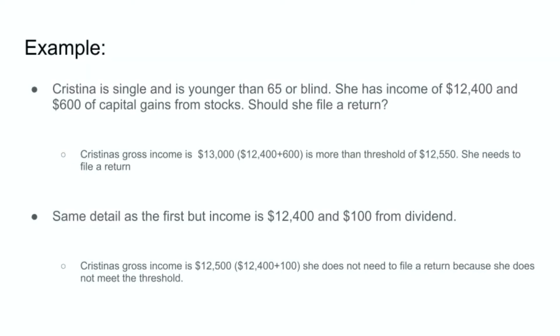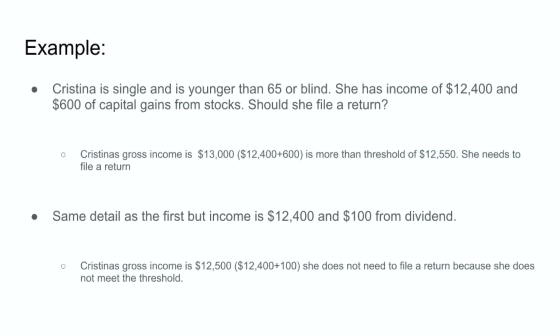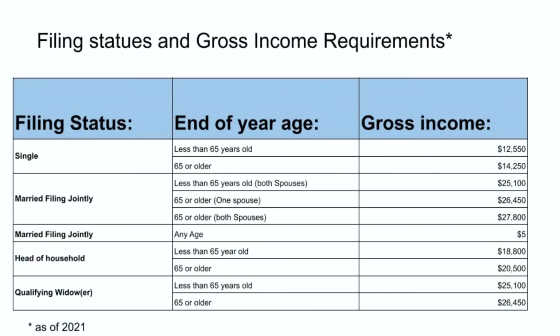The second example, it seems like we're using the same details. We're using the same amount for her earned income. She probably has a job, but this time she only gets dividends totaling $100, and that's unearned income as per the definition that we have clarified from the first slide. So we have earned income of $12,400 as the same, and we have added the unearned income of $100 from our dividends, and that only equals $12,500 as her gross income. And when we go back to the table, we can see that with the same details, with Christina being single, younger than 65, she does not meet the gross income threshold, so she does not have to do her tax return.